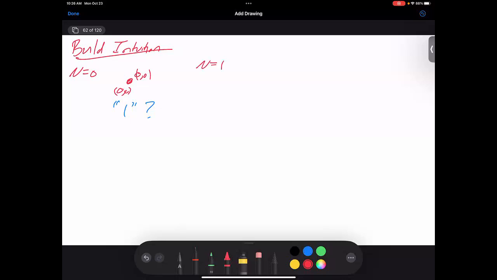Let's try n equals 1. So now we start off at 0, 0. We want to go to 1, 1. And so now the question is, how many paths do we have? 2 paths. So we can go east and then north, or we can go north and then east. Okay. Is this enough data to extrapolate? Oh, not even close. All right, let's do n equals 2.